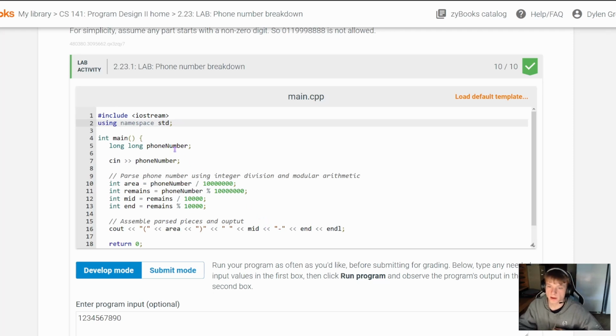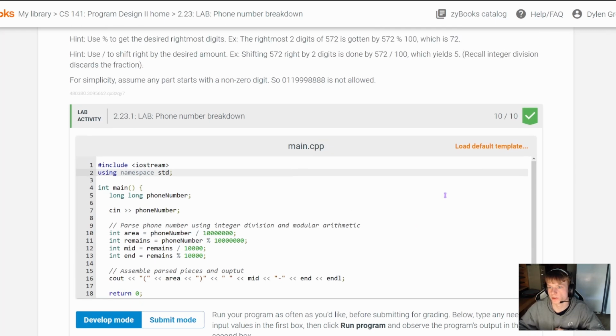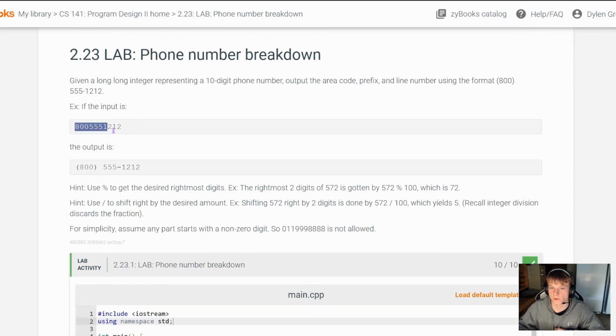Okay, so how do we approach this problem? Obviously here we can already see what the solution is, but if you're looking at just a blank environment and you're thinking, okay, where do I go from here? Just take things one step at a time, right? So we need to break a phone number like this up. We want these 3 digits, we want these 3 digits, and we want these last 4.